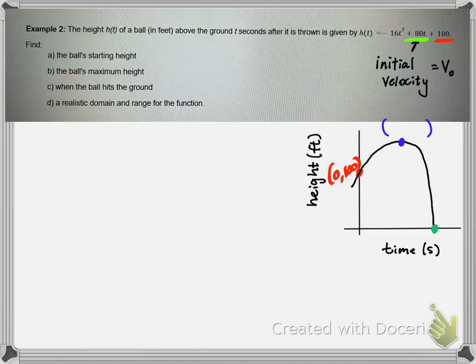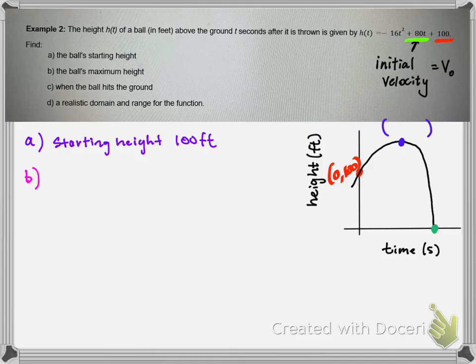Okay, so let's look at question A. Question A says, what is the ball's starting height? Well, that's given by our actual picture or by the equation. We know the starting height is 100 feet. How do we know that? It's either the C value that you're looking at, or you can look at your graph. Plain and simple.